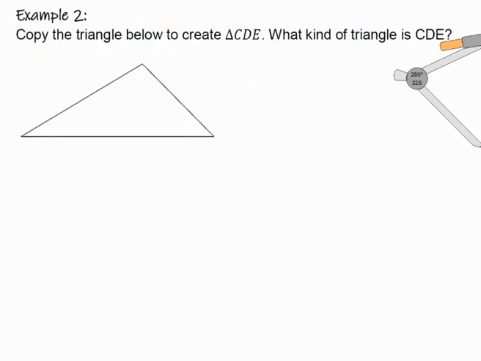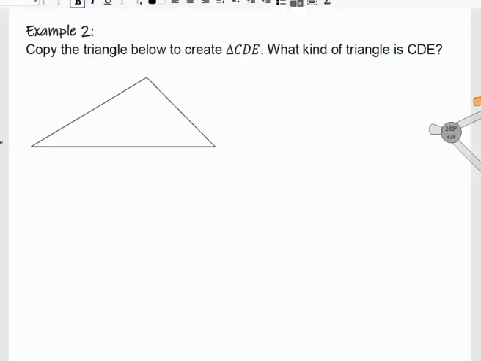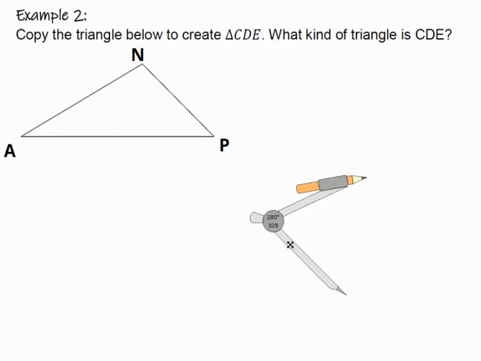Now for example number 2, they gave us this triangle below, and they want us to create triangle CDE. So they want us to copy the triangle, okay? Since they didn't give us any letters here, I'm going to go ahead and add some letters in just to make our life easier. I'm going to make it A, I'll make this N, and I'll make this, I don't know, P. Nice and easy, just so I can talk about where my points are. You can do the same on your paper.